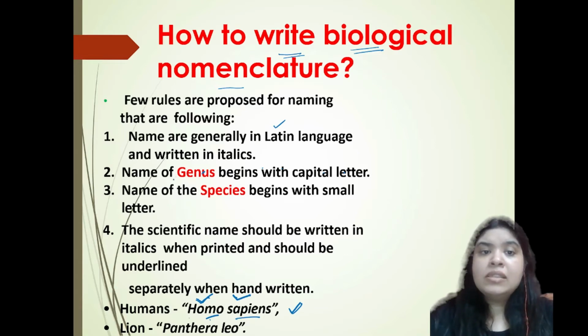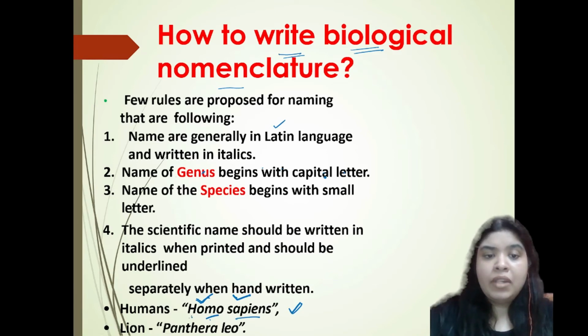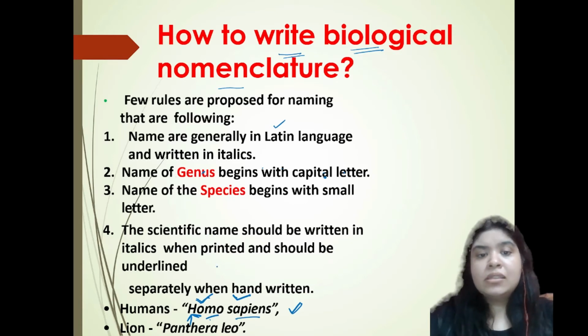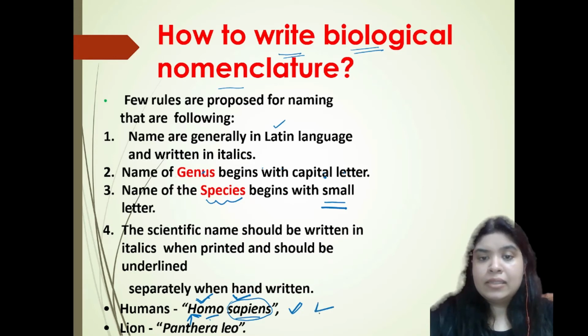As it mentions, the name of the genus begins with a capital letter. For example, if I show you over here, this is written in capital H. So the first letter of the genus begins with the capital letter. Whereas for the second word, which represents the species of that particular organism, the first letter begins only with a small letter. We will not capitalize the first letter of the species. So this you will have to remember.